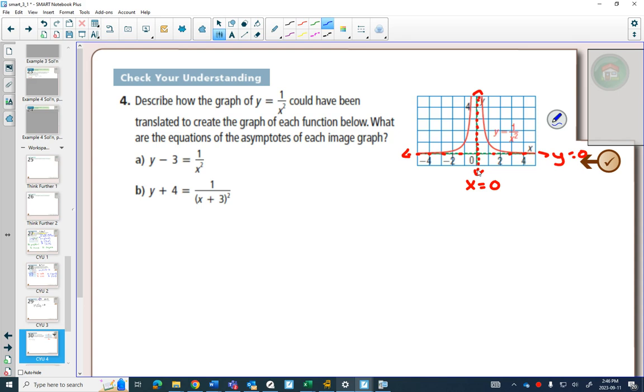Describe how the graph of y equals 1 over x squared could have been translated to create the graph of each function below, and then what are the equations of the asymptotes of each image graph. First of all, in this question, I'm going to underline describe. There are 2 key words in questions, describe and explain. They require you to write in full sentences using words, no mathematical symbols or anything like that.